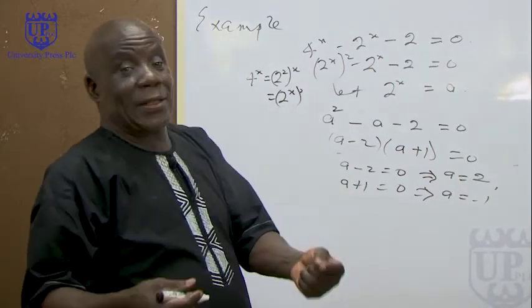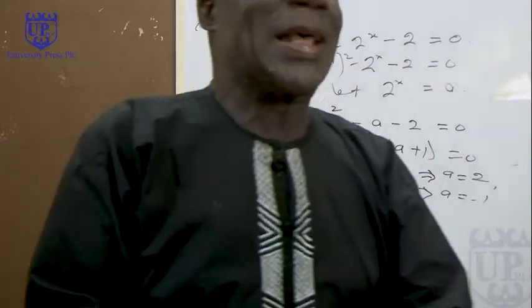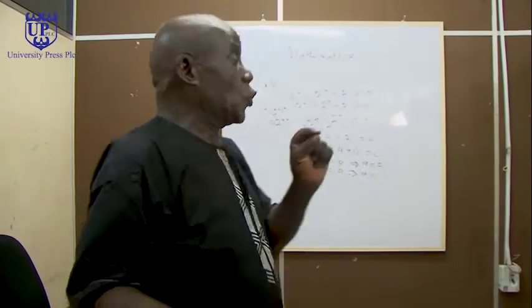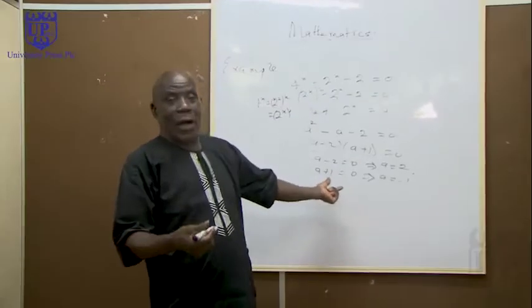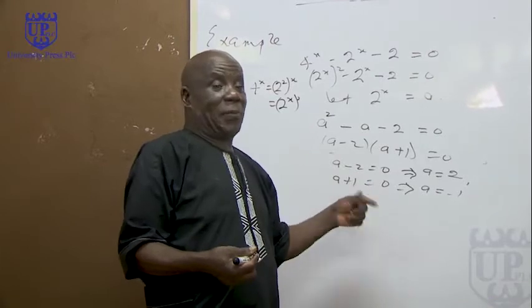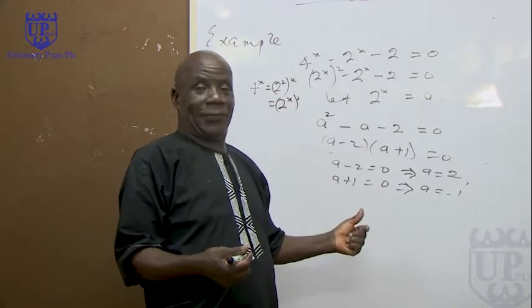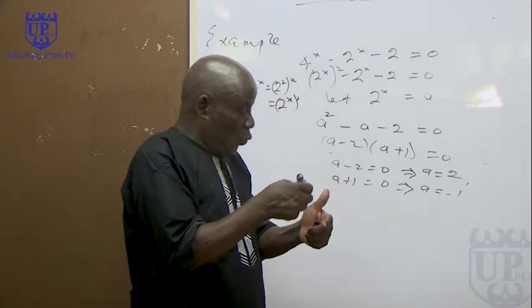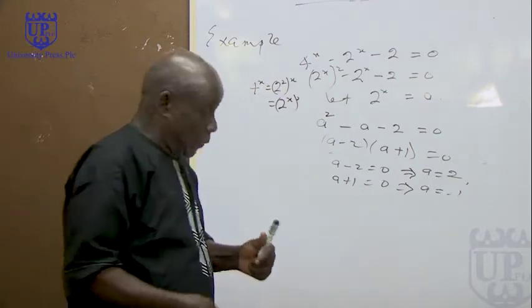The question does not ask us to find a. We only use 2 raised to power x to represent our a. If you stop at a, if you stop here, you are halfway. If it is 5 marks, probably you will be given 2, because no work done yet. A is 2, a is minus 1. Then you have to interpret that one for us.